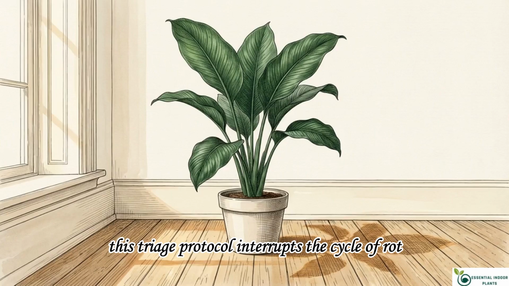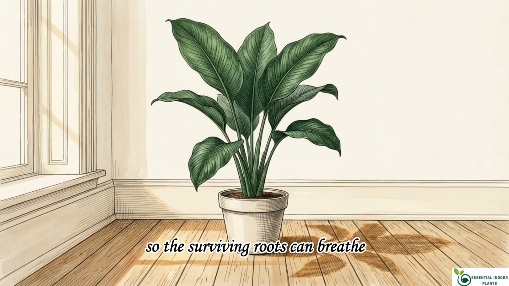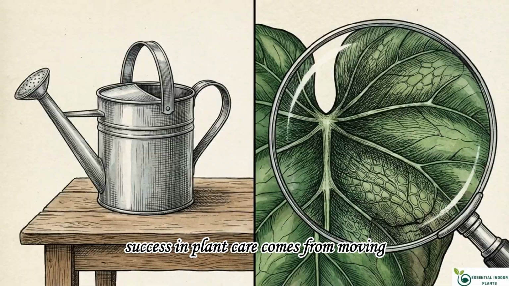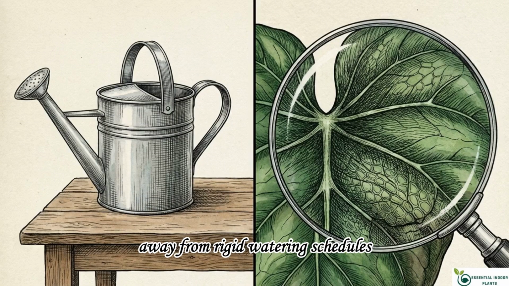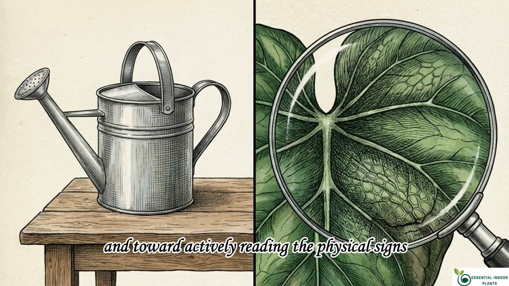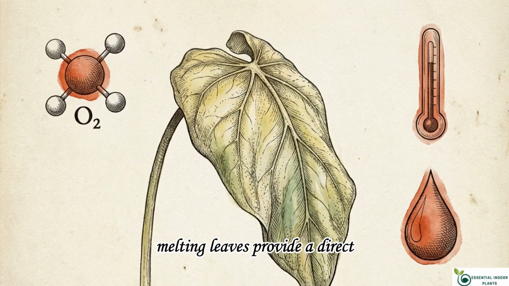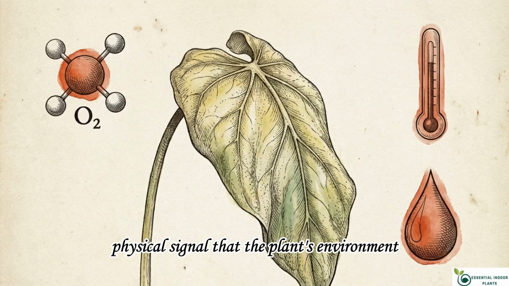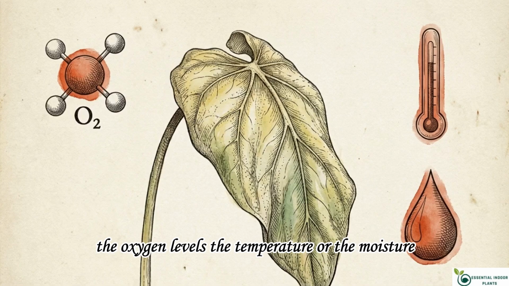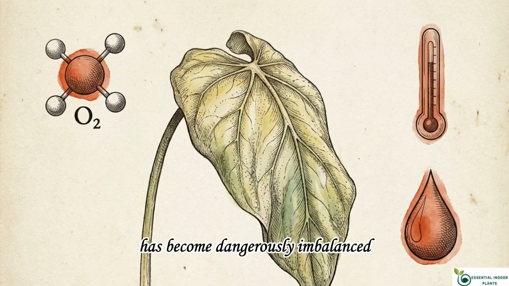This triage protocol interrupts the cycle of rot, resetting the environment so the surviving roots can breathe and begin the recovery process. Success in plant care comes from moving away from rigid watering schedules and toward actively reading the physical signs the plant provides. Soft, melting leaves provide a direct physical signal that the plant's environment, the oxygen levels, the temperature, or the moisture, has become dangerously imbalanced.